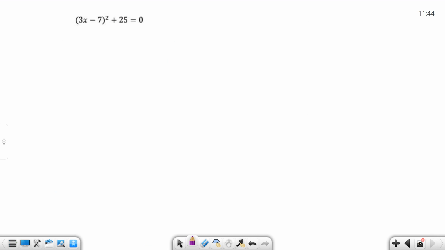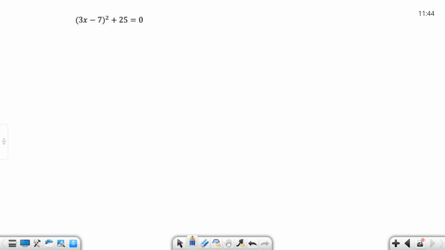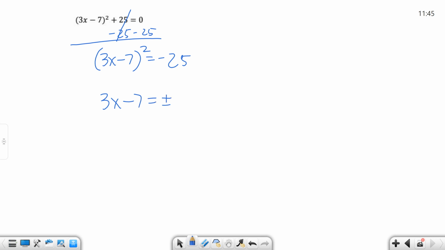So then here, 3x minus 7 in parentheses squared plus 25 equals 0. I'm going to subtract 25 from both sides. That cancels. I get 3x minus 7 in parentheses squared equals negative 25. And then I'm ready to apply the square root property because I got something squared equals a number. Let me go ahead and apply it in this blue here. So it's going to be 3x minus 7 equals plus or minus the square root of negative 25. So 3x minus 7 equals plus or minus, the negative part is i, and the square root of 25 is 5. So plus or minus 5i.